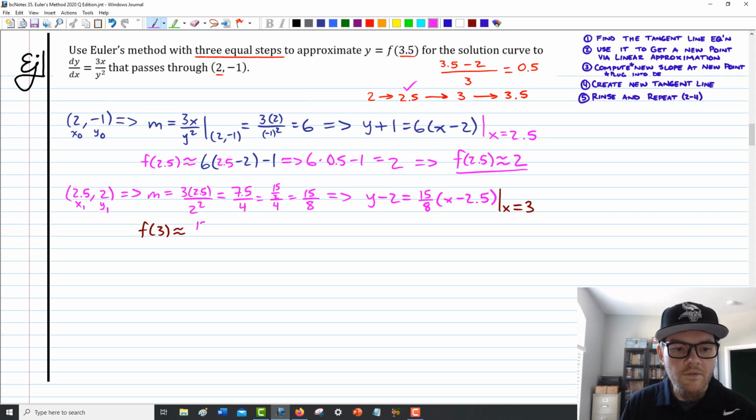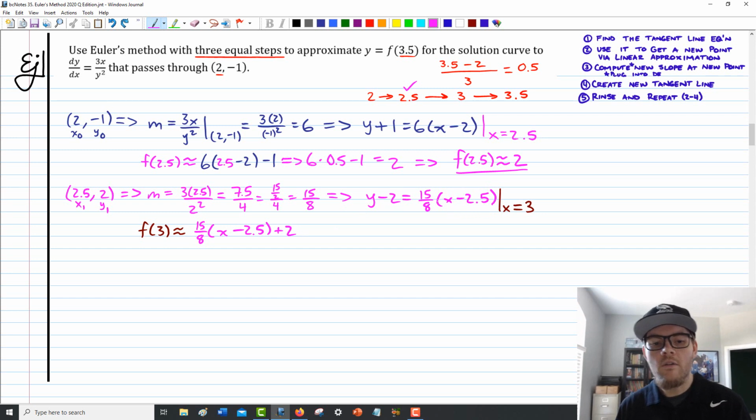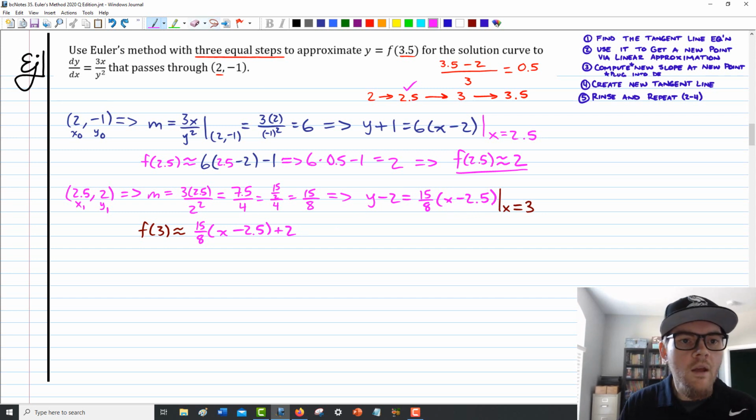So our tangent line is 15 over 8 times quantity x minus 2.5. And then we have to add the 2. So of course we always just bring that 2 back over. Easy thing to miss, I know. As we said though, we want to find the approximation at 3. So we're going to plug in 3 here. When we do, that's going to give us 15 over 8 times 0.5, which is the same thing as 1/2, and then plus 2.